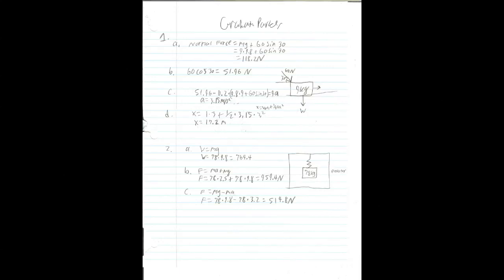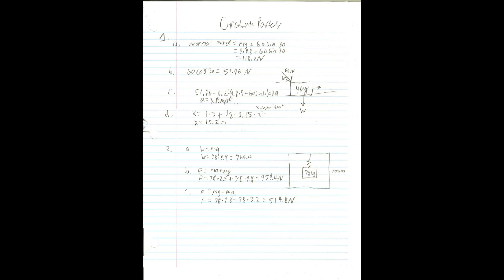All right, number one says a box is sliding along the floor as shown in the diagram below. The coefficient of kinetic friction between the floor and the box is 0.2. It asks what is the normal force acting on the box. So what you do is say the normal force equals mg plus 60 sine 30, because that's the force acting downwards on the box, and you get 118.2 newtons.